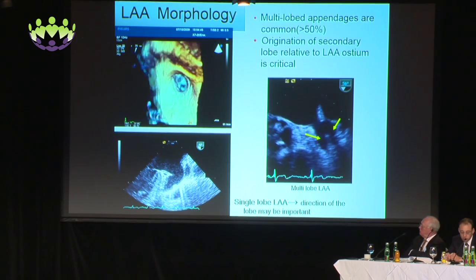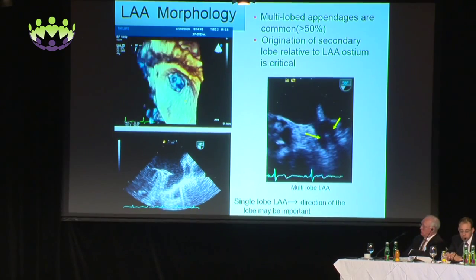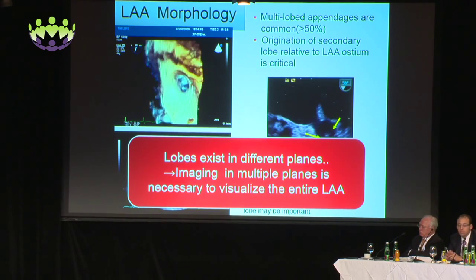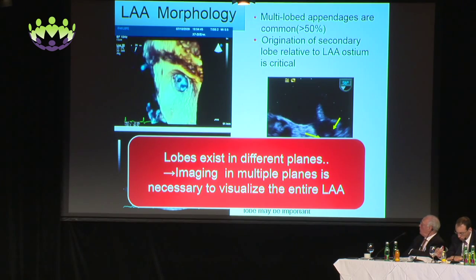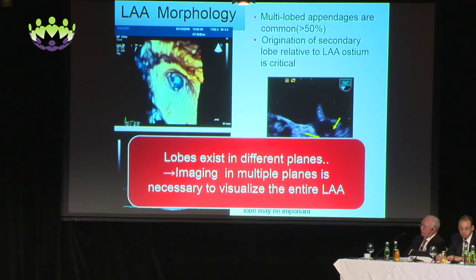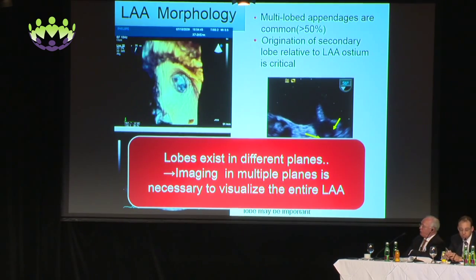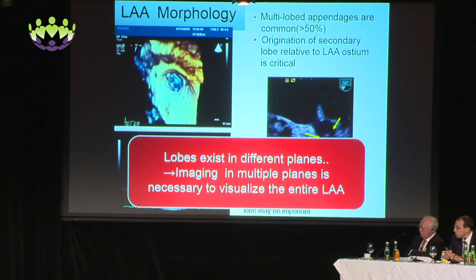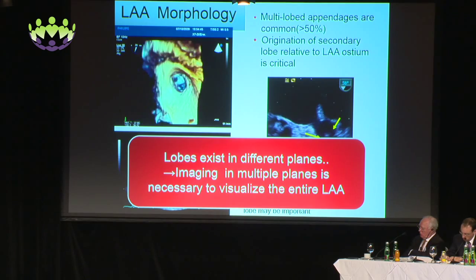If you have a single lobe left atrial appendage, it plays a role for the implantation in which direction the course of this lobe is going. And this is one of the major comments I want to make. So lobes exist in different planes. And that means we need imaging in multiple planes. And this is essential to visualize the entire LAA. That means if you use 2D TEE, you need to rotate your probe from 0 to 180 degrees. And in some cases, it's even necessary to make additional rotations of the probe to look for additional lobes.